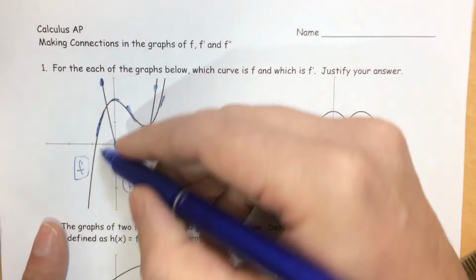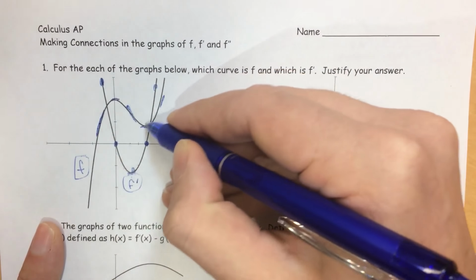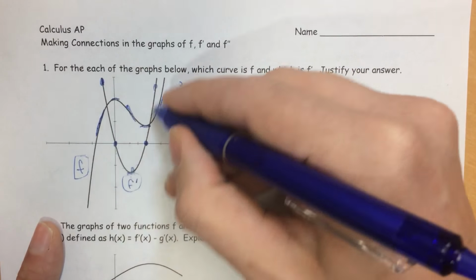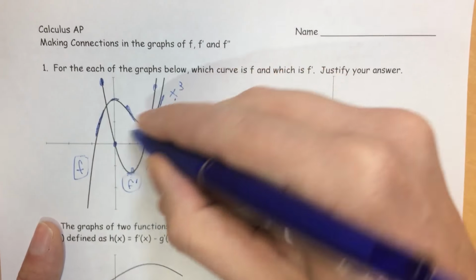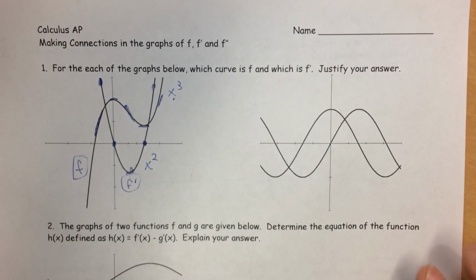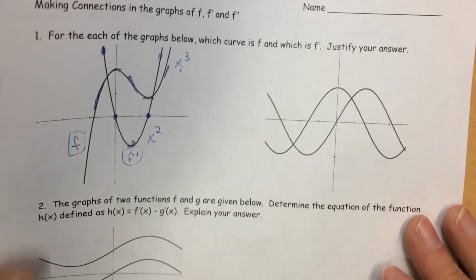Another way you could have looked at it is that this is a cubic. This is something x to the third. The derivative of x to the third is something x squared. So you can tell that this parabola is the derivative of this cubic function. Okay. Let's see.